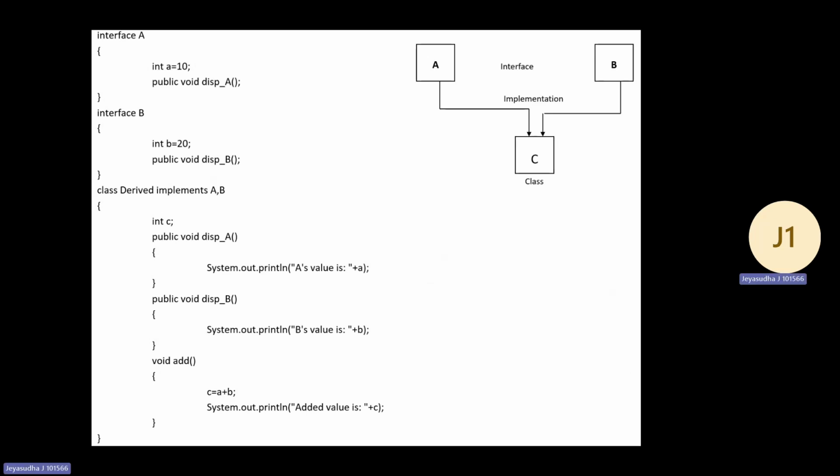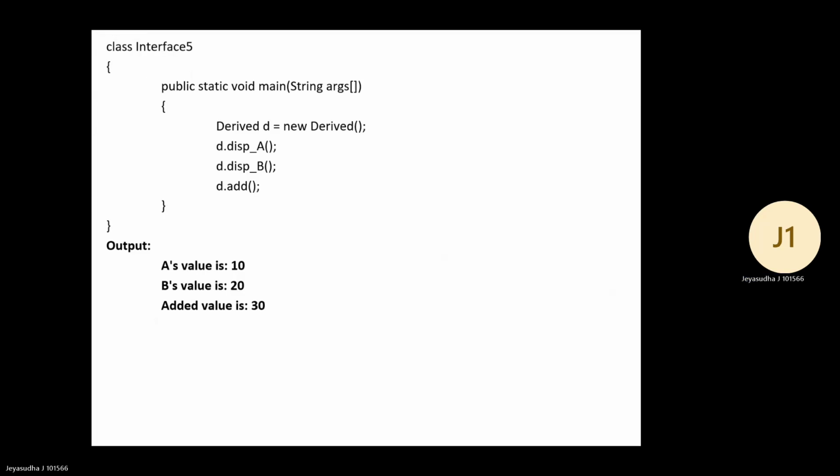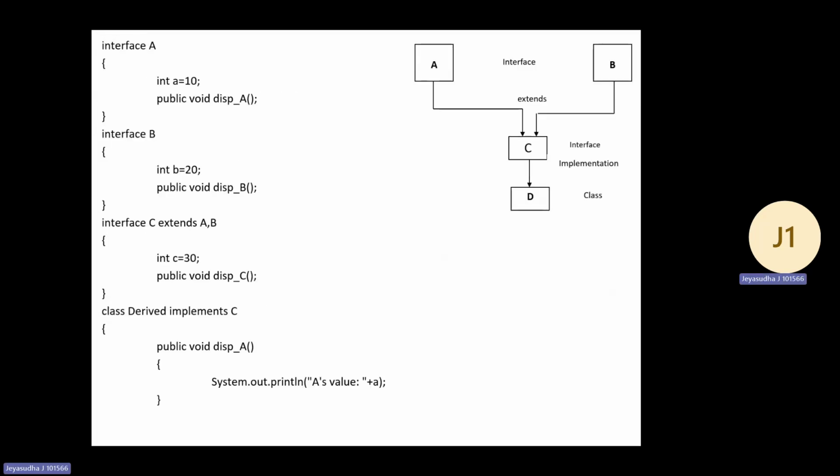So here comes the main part, that is multiple inheritance. We have two base interfaces, A and B, and the derived class is inheriting all the properties of A and B. So we are using implements here. And this is also another specific example. We have multiple inheritance as well as multi-level inheritance, you can see. A and B are inherited by C, and C has been inherited by a derived class.